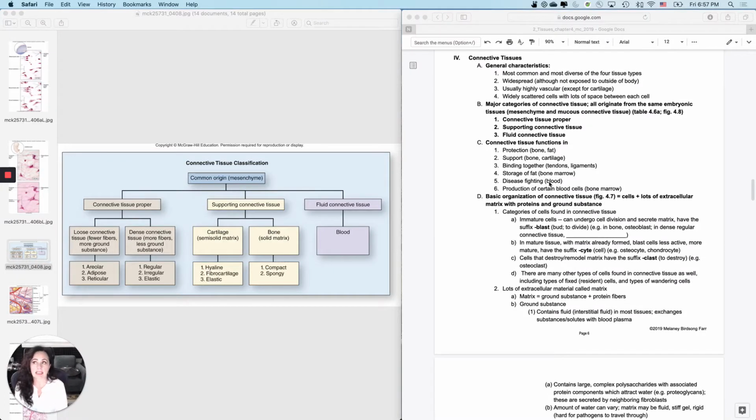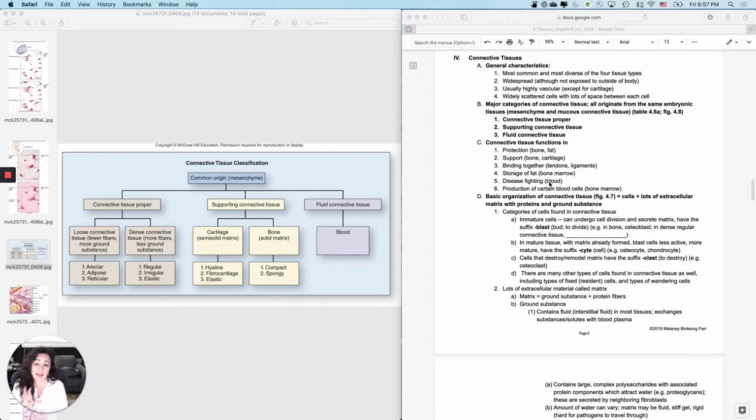Hi. Next histology topic is connective tissues. There are, remember, 4 categories of tissues, and we did epithelial tissues. Now we're going to do connective. The next 2 are muscular and nervous.